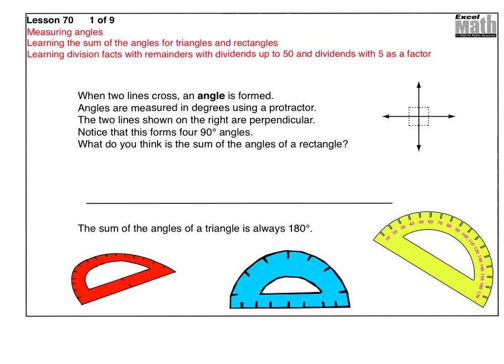This is Excel Lesson 70 from the 4th grade, and we're going to be learning about measuring angles today. And we're also going to learn about the sum of the angles for a triangle and a rectangle.